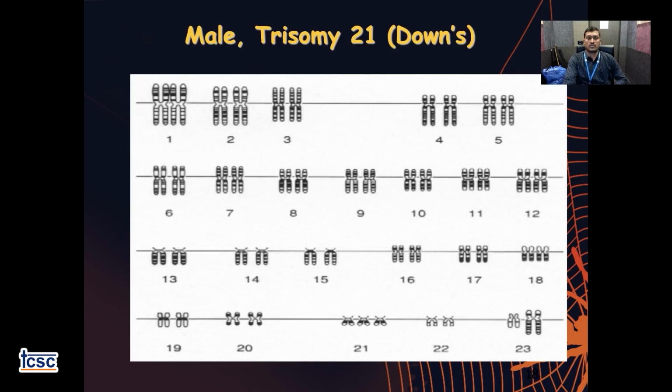Then you can see here, male trisomy 21 Down syndrome. So where is chromosome 21? Here, you can see. 3 copies of the chromosome, right? Here, this one. 3 copies of the chromosome. That's why it is called trisomy of 21. So after karyograph, you can see there is a trisomy, a triple chromosome at number 21. That's why it is called trisomy 21, which is also called Down syndrome.